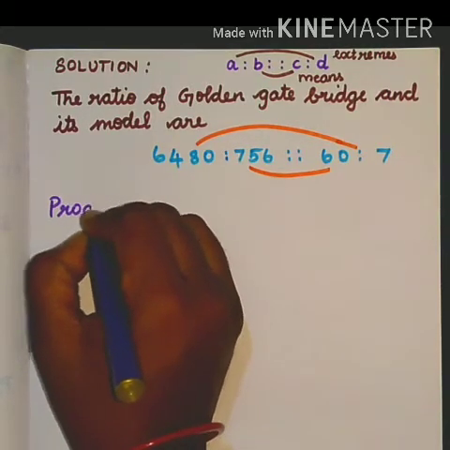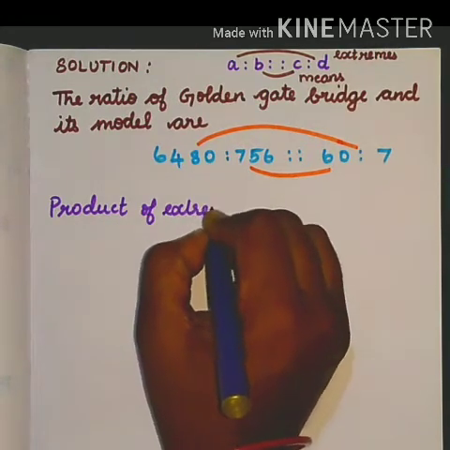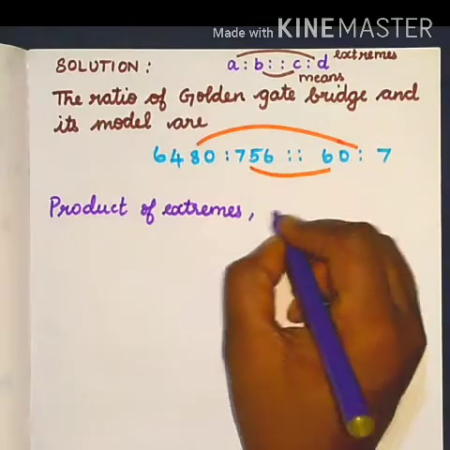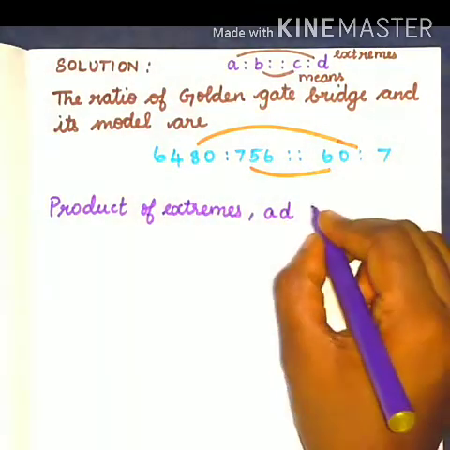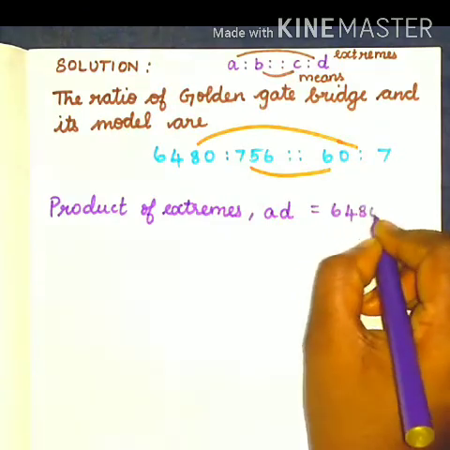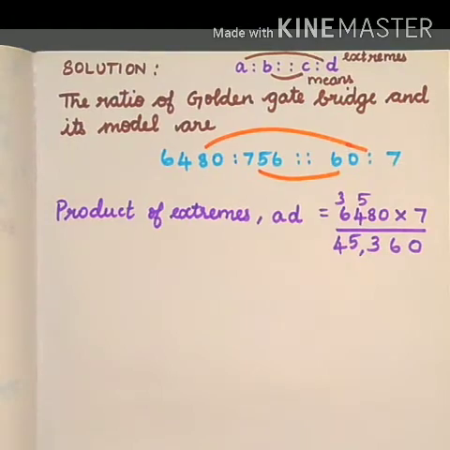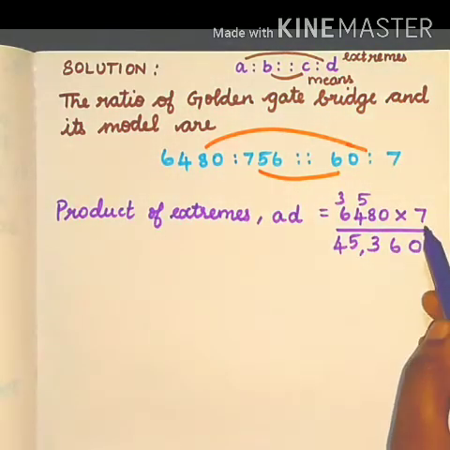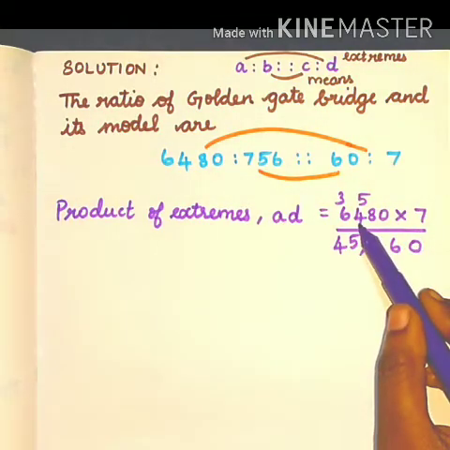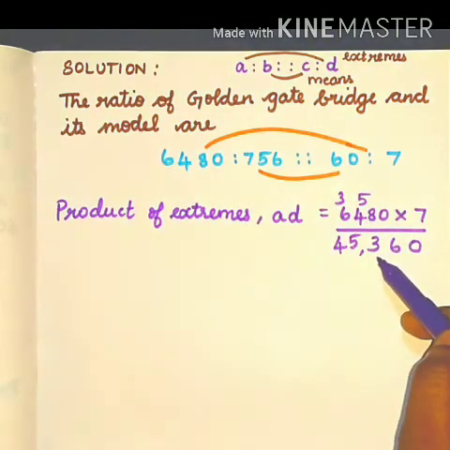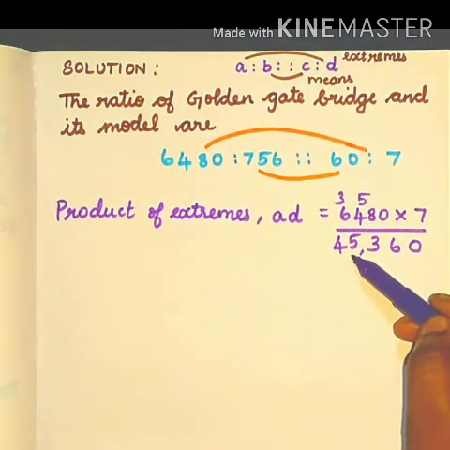Product of extremes. A into D. Here the A value is 6,480. D value is 7. 7 zeros are 0. 7 eights are 56. 7 fours are 28. 28 plus 5 is 33. 7 6s are 42. 42 plus 3 is 45.